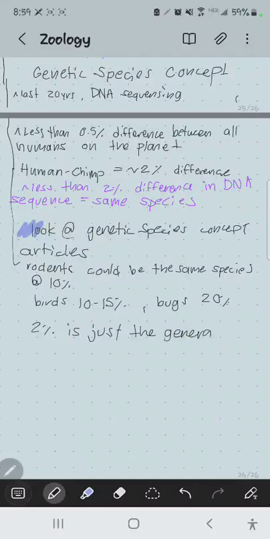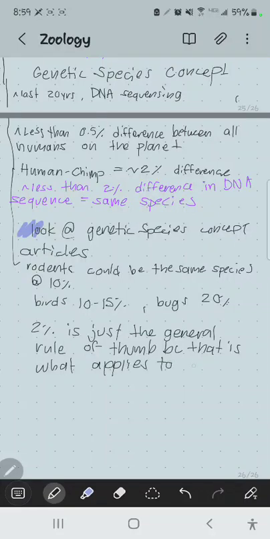But it appears that other animals could range even as much as 20% difference and still produce viable hybrid offspring that were fertile. So I guess my main point is, for the test, on a genetic species concept, the 2% difference is kind of our rule of thumb, but it really only applies to primates or the human-chimpanzee model. The range is so great that no one rule of thumb number could be applied. So there's not a threshold of DNA difference.